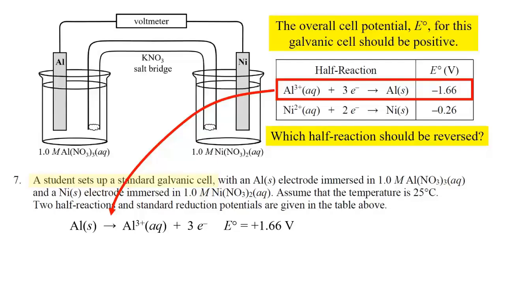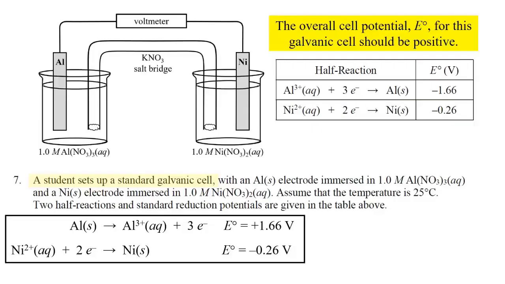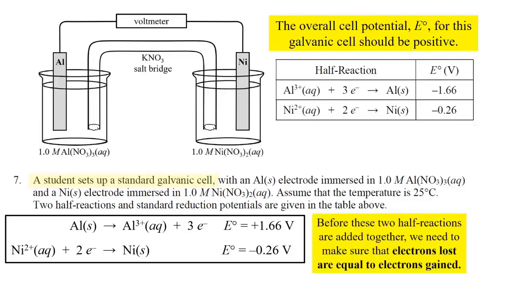Now, we're not going to reverse both of these half reactions. We have to reverse only one of them. So we have now reversed the aluminum. That's a reduction reaction that has now become an oxidation half reaction, and the nickel half reaction is going to remain unchanged. So we have an oxidation reaction for aluminum and a reduction reaction for nickel. Now we still have a problem in that we have 3 electrons in one of these equations and 2 electrons in the other. So before these 2 half reactions are added together, we need to make sure that the electrons lost are equal to the electrons gained.